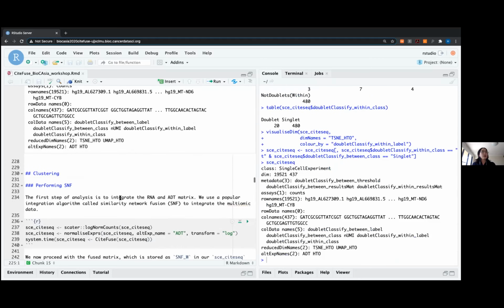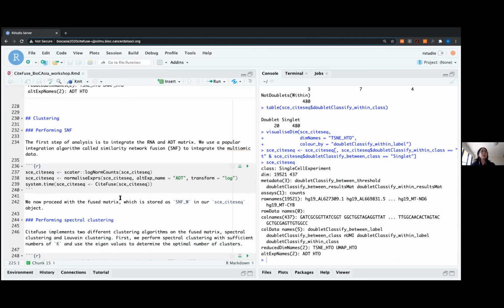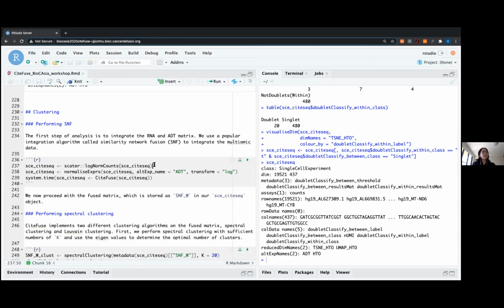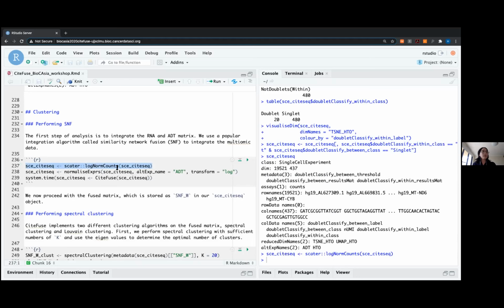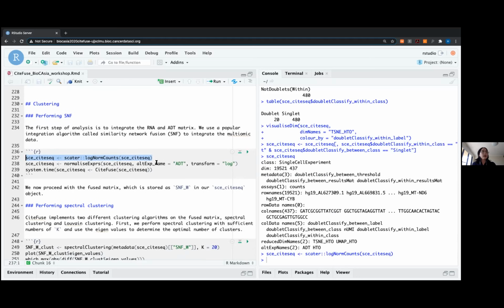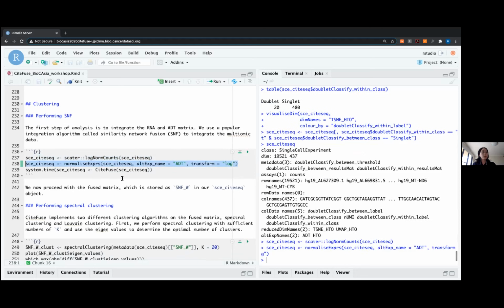Okay, so with the processing done, what we can now move on to is the fusion of the two matrices. So we perform normalization of the RNA-seq data using the logNormCounts function from scater. And again, as we did for the HTO expression, we perform the log transformation for the ADT expression as well. What we use in CiteFuse is we apply similarity network fusion to merge the two similarity matrices derived for ADT and RNA using this function called CiteFuse.